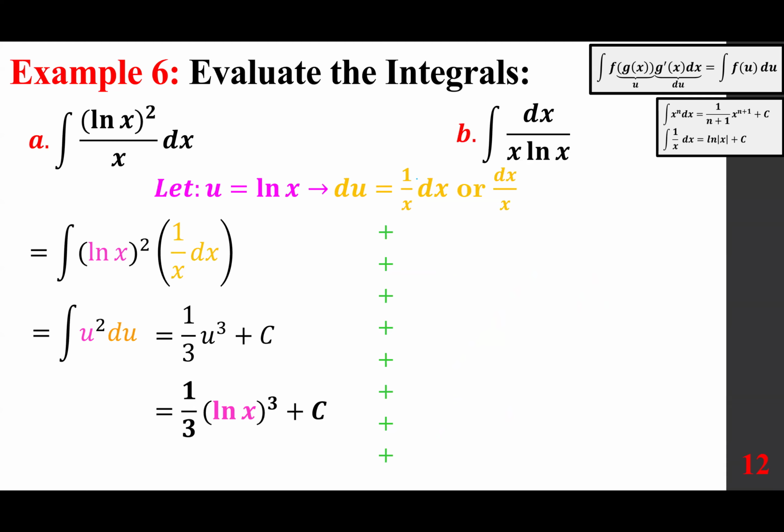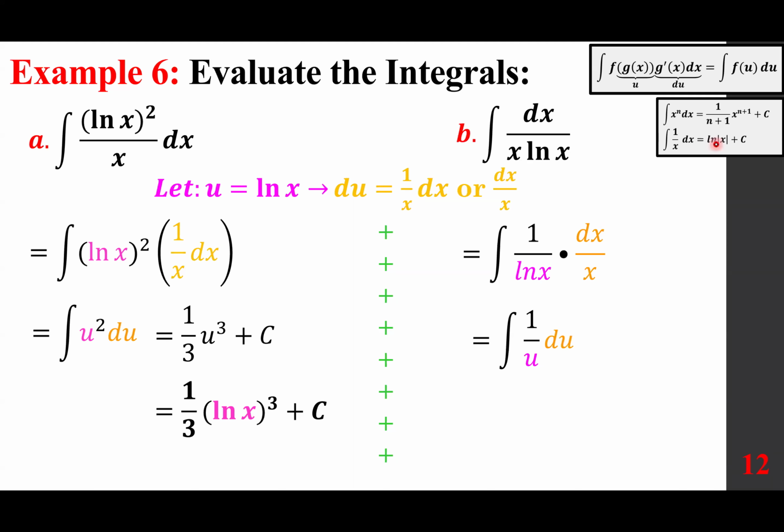As far as the second one, part B, is concerned, we have exactly the same u and du. Let's rewrite it. So it's 1 over ln x times dx over x. So that means 1 over u du. By the way, again, one of them I wrote in this format, one of them in this format. I just want you to be familiar with different formats. They mean absolutely the same thing.